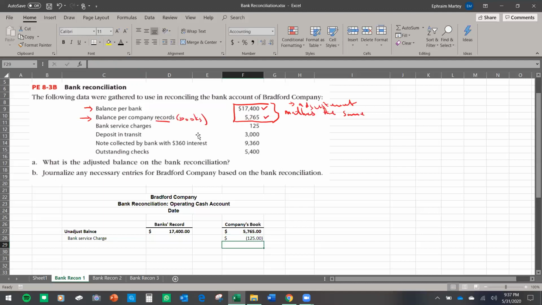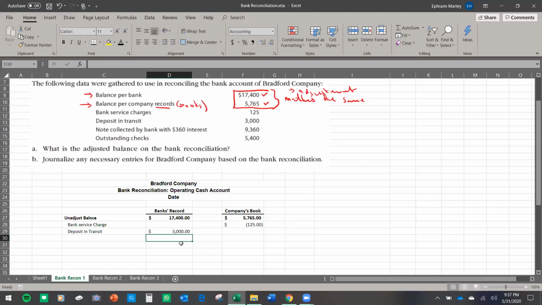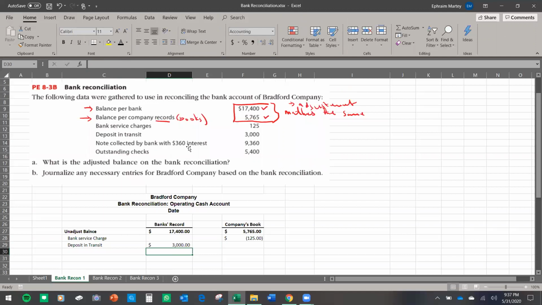Now deposit in transit, okay? Deposit in transit means we have deposited money and the bank has not yet put it into our account, or the deposit is still in transit, it hasn't arrived at the bank yet. So we have to correct the bank, and tell them, hey, we have $3,000 that is on the way. So we have to correct it with the bank. So that is $3,000.